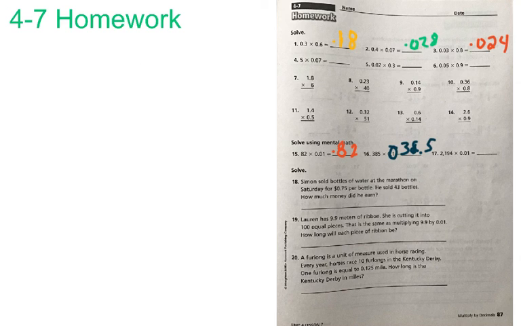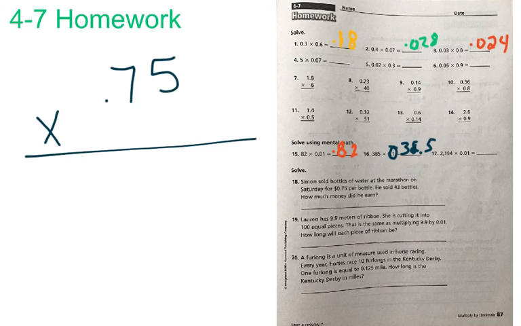Number 18 together. Simon sold bottles of water at the marathon on Saturday for 75 cents per bottle. He sold 43 bottles. How much money did he earn? Well, you're going to have to take your 75 cents that he charged for each bottle, 0.75, and multiply it by the amount of bottles he sold, which was 43. So 3 times 5 is equal to 15. Carry your 1. 3 times 7 is equal to 21, plus 1 is equal to 22.